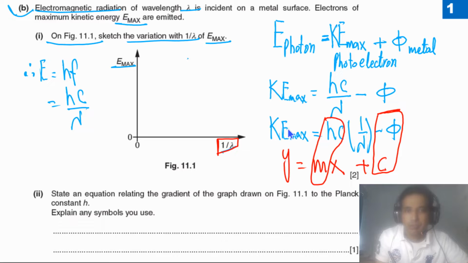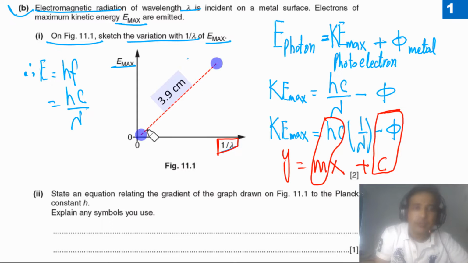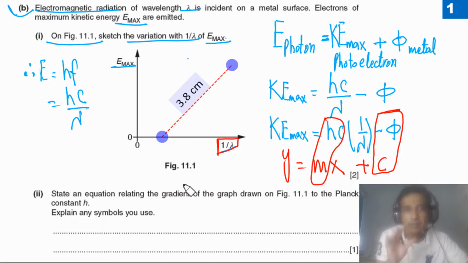So Emax and 1 over lambda, the graph between these two quantities has to be a straight line with negative y-intercept. So simply we have to draw the line here with a y-intercept. It has a y-intercept, so you cannot draw from here. This one will be wrong. It means it has no y-intercept. It should start from here somewhere. A number is not required, so you can start from anywhere, but you cannot start from the origin.